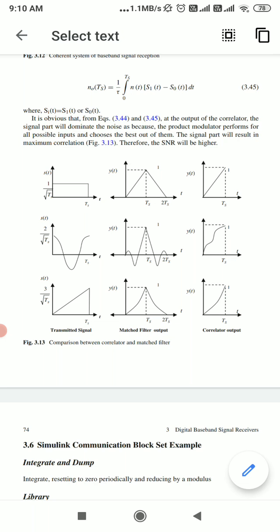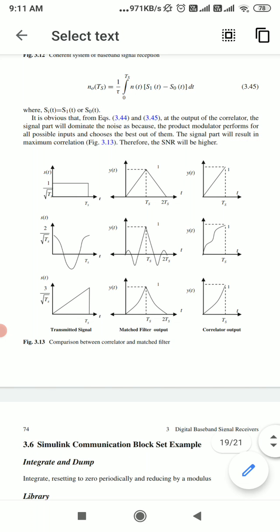So, here you can write g of t equal to integration minus infinity to infinity R of lambda h of t minus lambda d lambda. So, here we can say if we are taking the matched impulse response for input signals S1 of t and S2 of t, what equation will you get? We have seen this already. The output of the matched filter has two parts.